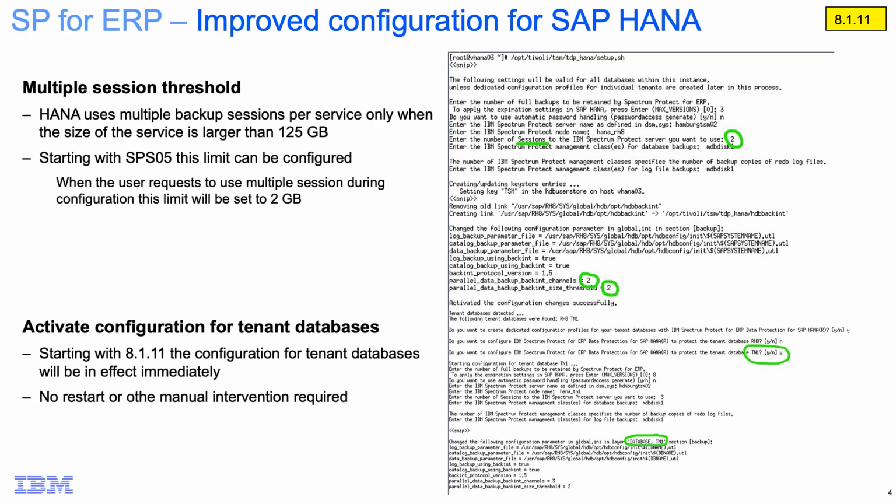First, beginning in 8.1.11, SAP HANA allows you to use multiple backup sessions per service only when the size of the service is larger than 125 gig. And beginning in SPS 05, we allow you to configure and set this limit.